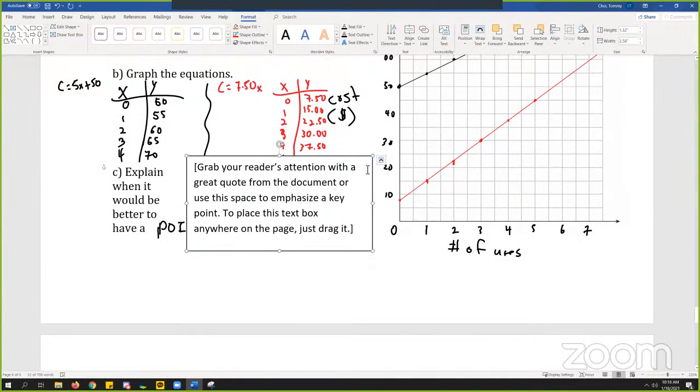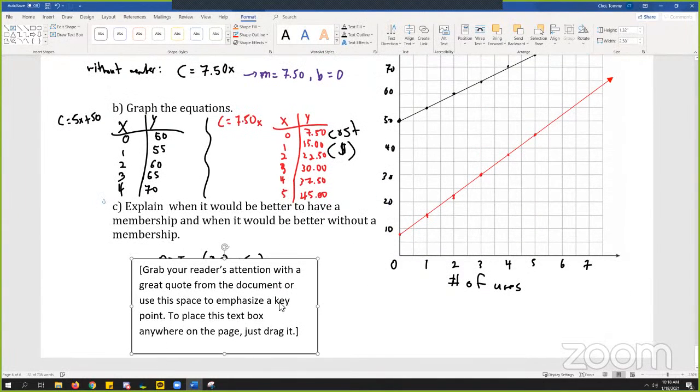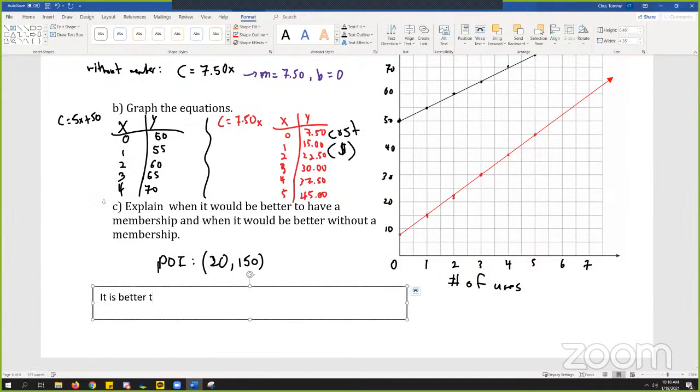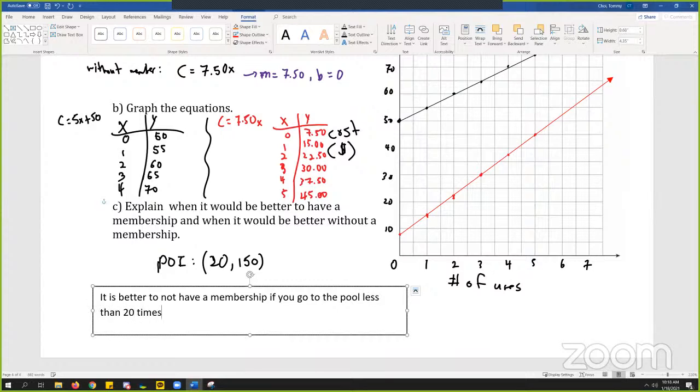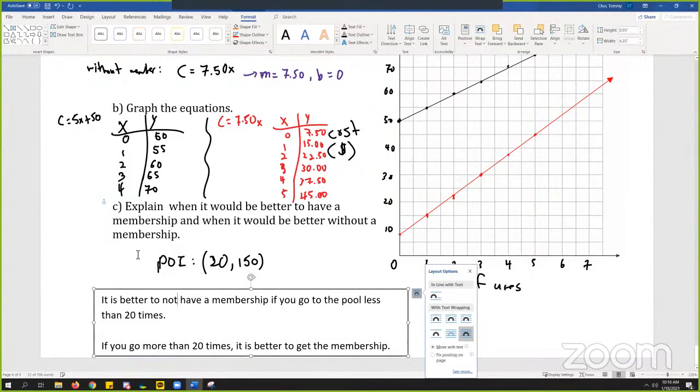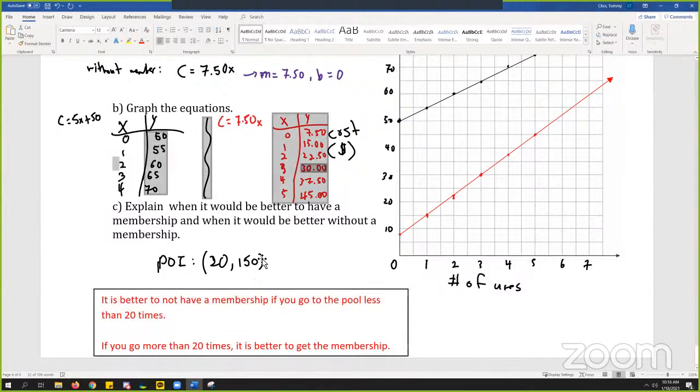To explain this one here, right? We can extend here. So it is better to not have a membership if you go to the pool less than 20 times. If you go more than 20 times, it is better to get the membership. Okay? So there's our explanation here. And that's our final answer.